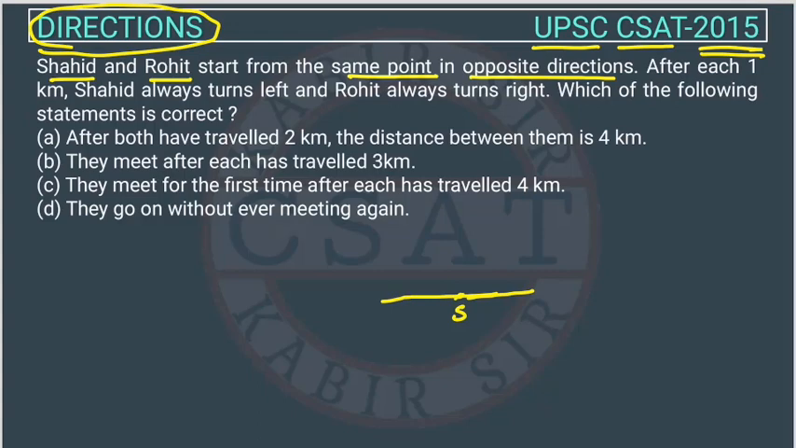Okay. So suppose Shahid is going this side, from this starting point. Suppose this is O. So Shahid is going this side, Rohit is going this side. After each 1 kilometer, this keyword is very important. Each, right? After each 1 kilometer, Shahid always turns left. So this is Shahid.